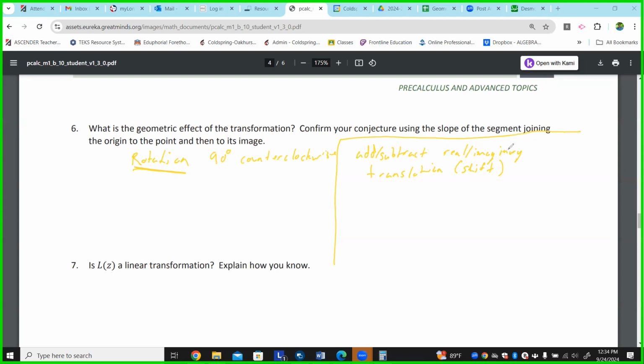Add, subtract, real, imaginary. And it was a translation in which it shifted. And we saw shifts of up, down, left, and right. So that's what we saw yesterday.